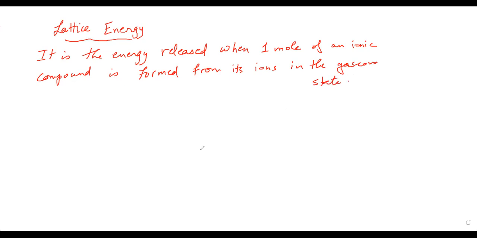Lattice energy is the energy released, because lattice energy is always an exothermic process. It releases heat energy. So if we'd like to write, for example, the lattice energy for sodium chloride, we have to say 1 mole of a solid ionic compound. So solid sodium chloride is formed from its ions, which are the sodium ions in the gas state plus the chloride ions in the gas state.